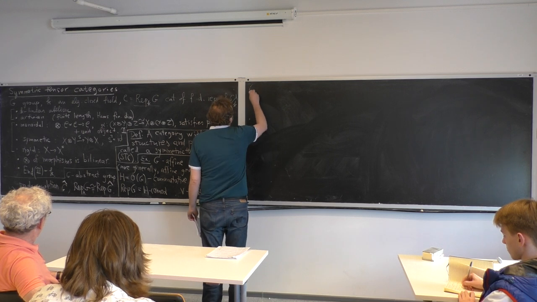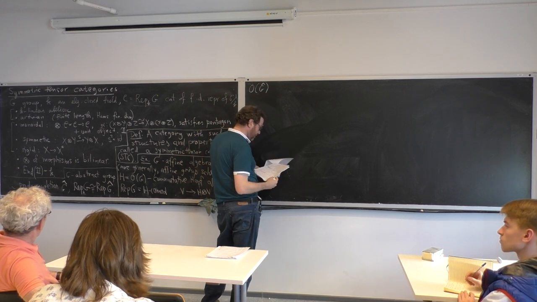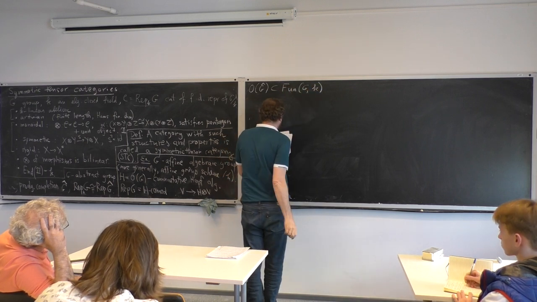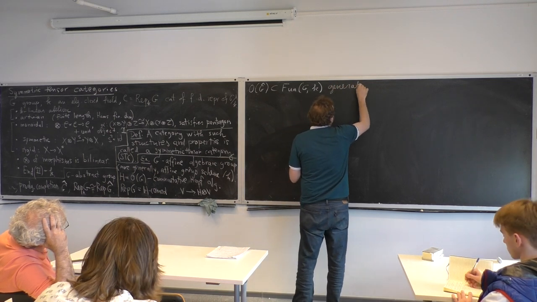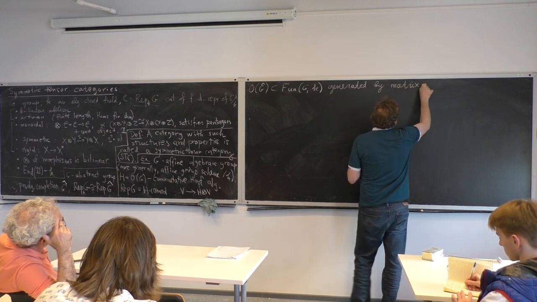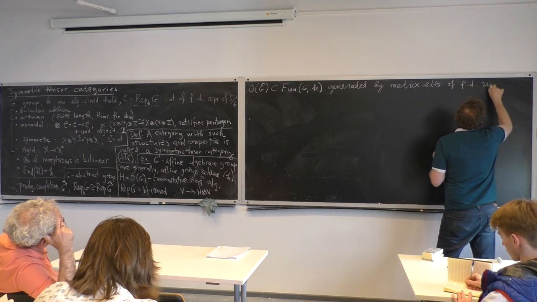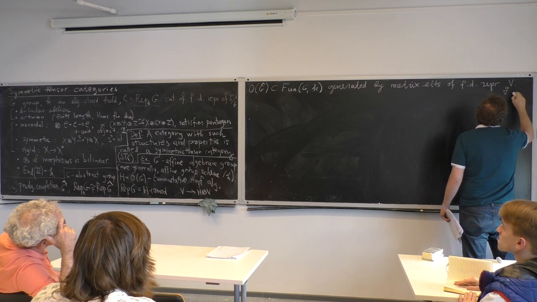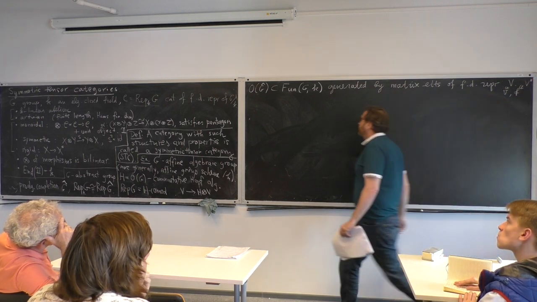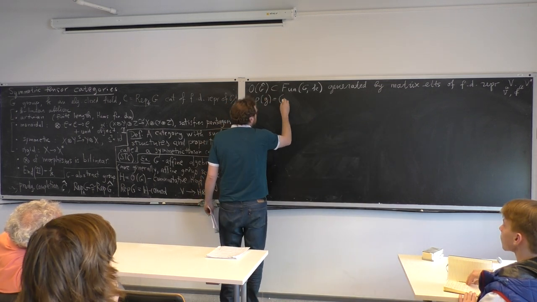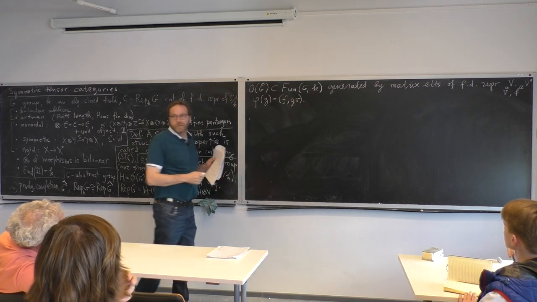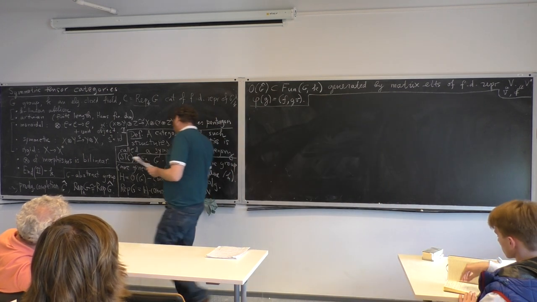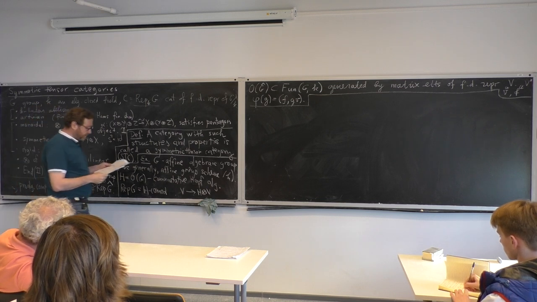So what is this completion? Well, this O of G hat is just the subalgebra of functions from G to K, and it is generated by matrix elements of finite dimensional representations. So you take a finite dimensional representation V, you have some vector v in V, you have some f in V dual, and you have a function phi of g equals f of gv. And then you can prove that it is actually an affine group scheme, and its representations are the same as representations of G. So such categories are called Tanakian.